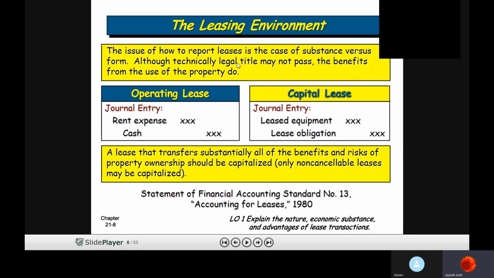So leasing environment. In case of capital lease, you capitalize the asset. So leased equipment comes in the debit and the lease liability in the credit. This is also created simultaneously, correct? Yes, sir. Here it is just lease rental to cash. That's it.